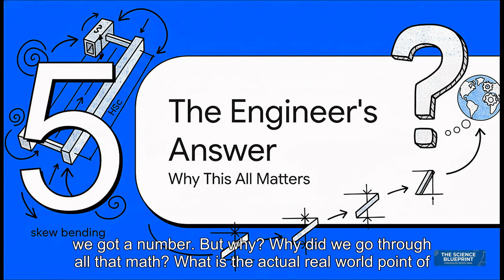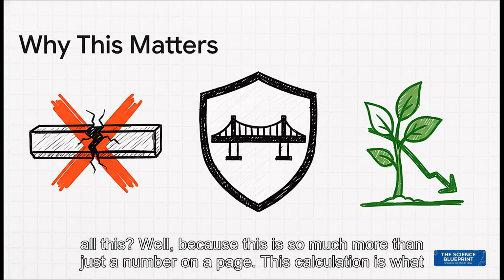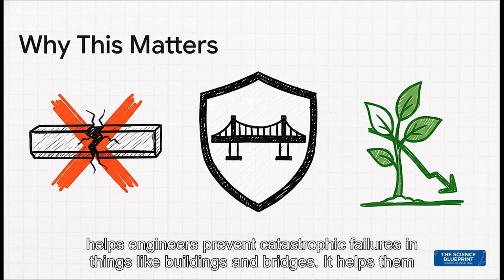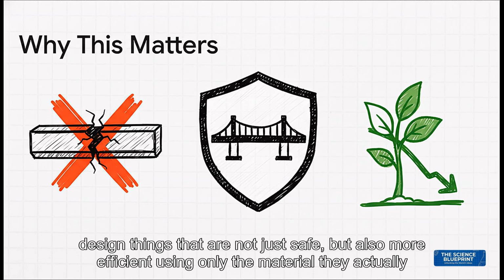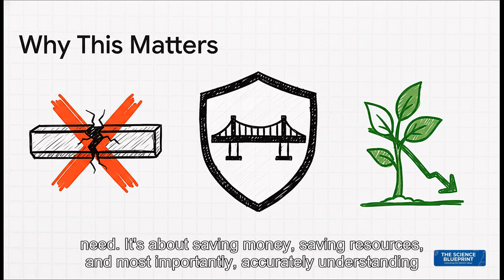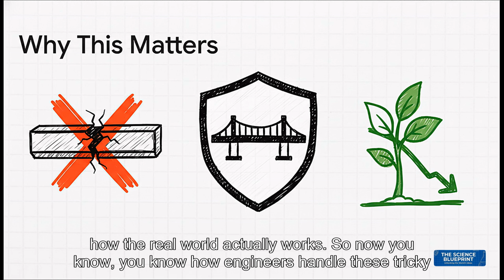So there we go. We got a number. But why? Why did we go through all that math? What is the actual real-world point of all this? Well, because this is so much more than just a number on a page. This calculation is what helps engineers prevent catastrophic failures in things like buildings and bridges. It helps them design things that are not just safe, but also more efficient, using only the material they actually need. It's about saving money, saving resources, and most importantly, accurately understanding how the real world actually works.